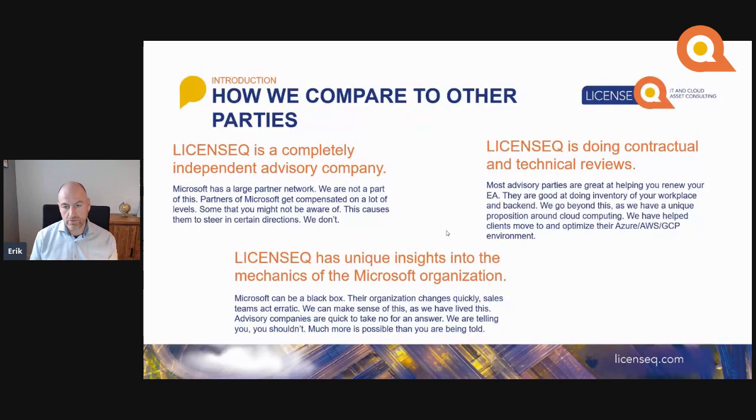And that's what we stand for as LicenseQ. We want to be completely independent, provide you technical and contractual reviews, all transparent, and also to give you a little view into the kitchen of Microsoft.